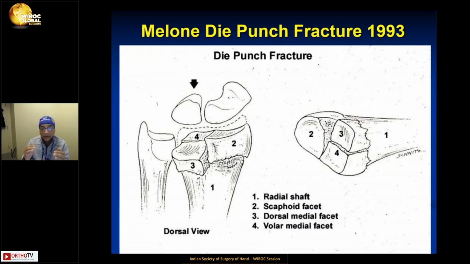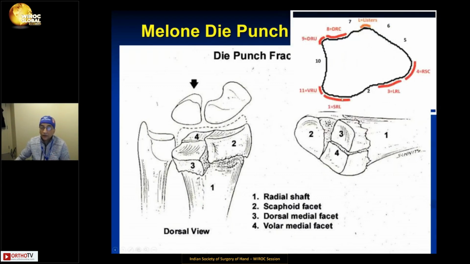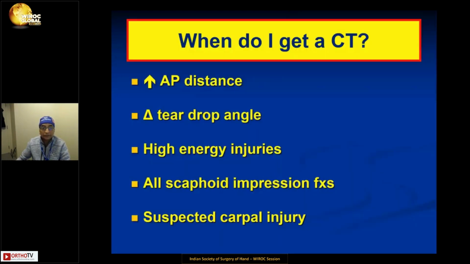Therefore, fracture lines usually propagate in between ligamentous attachments, and as Malone pointed out to us nearly 30 years ago, these fracture lines propagate in a very predictable manner, and you get these four fragments, which are largely the main components of any articular fracture. The only thing that differs is how big they are. So once you understand this fragment geometry, based on the attachment of the ligament complexes, it becomes very easy to understand radiographic parameters and also to fix them.